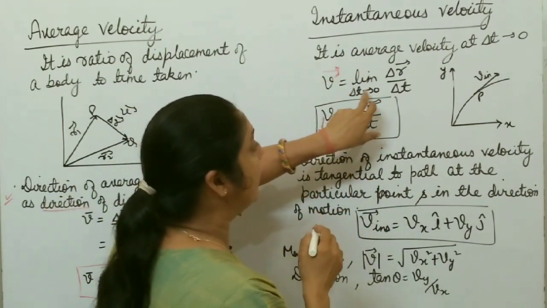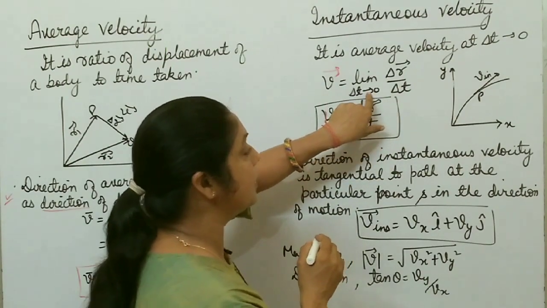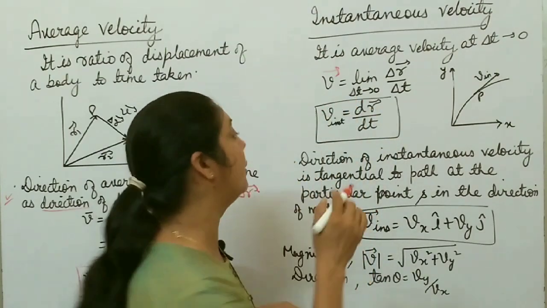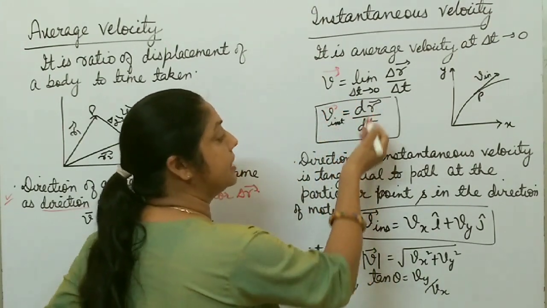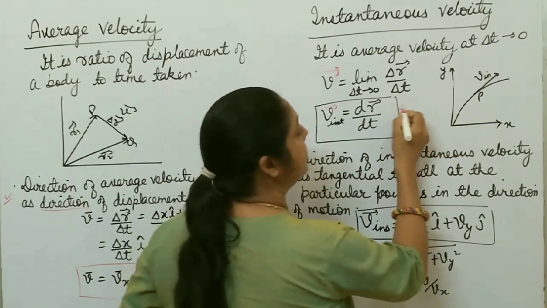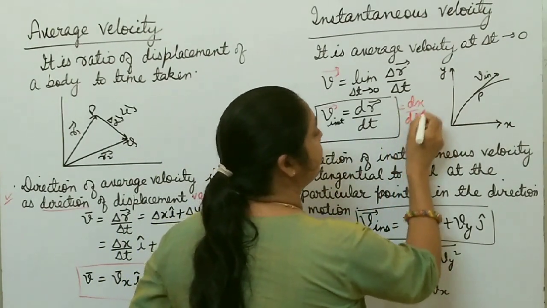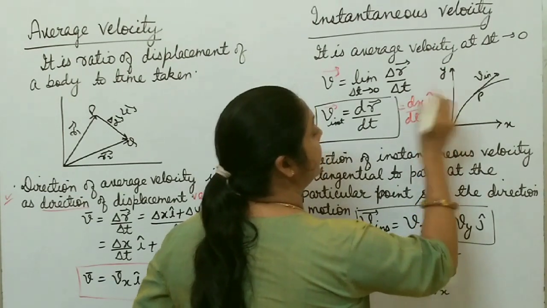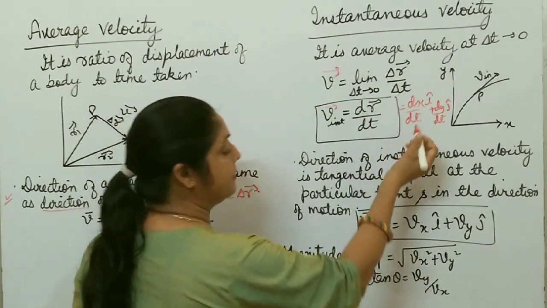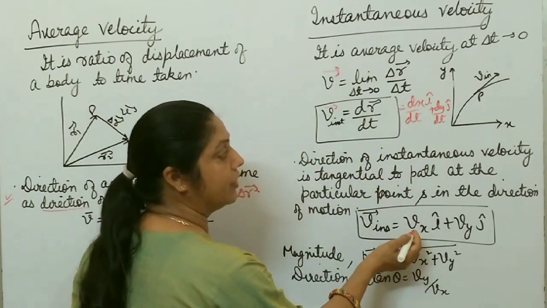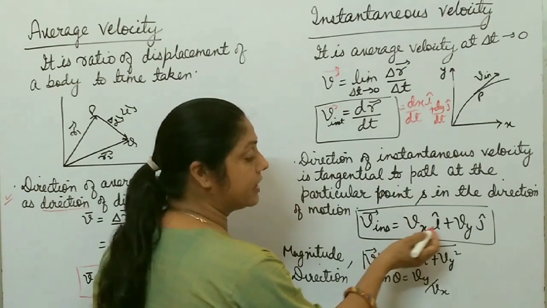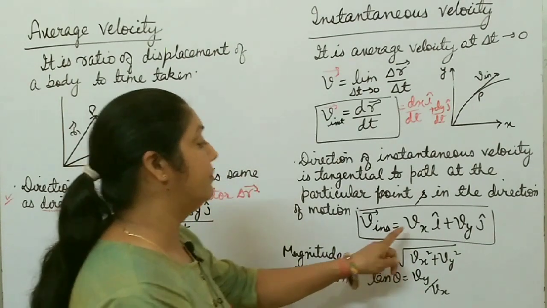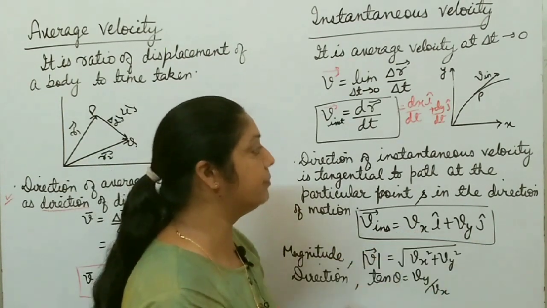So delta r by delta t, limit delta t tends to 0, this delta is replaced by a small d when the change is very small. So instantaneous velocity becomes dr by dt. Dr by dt means dx by dt along the i-axis plus dy by dt along unit vector j. And what is this dx by dt? This dx by dt is velocity along the x-axis, vx i plus vy j. This is the expression for instantaneous velocity: velocity along the x-axis plus velocity along the y-axis.